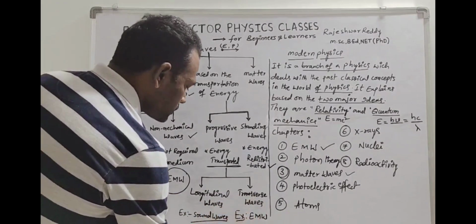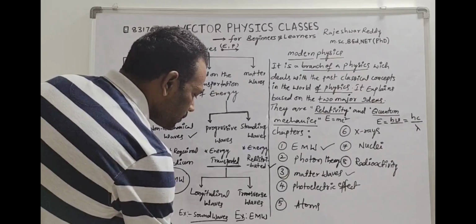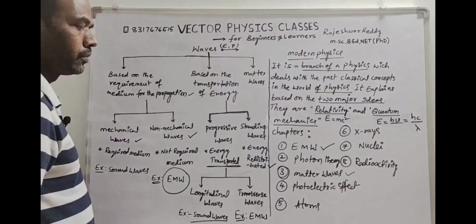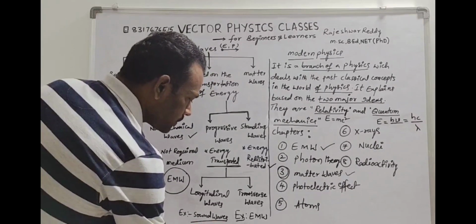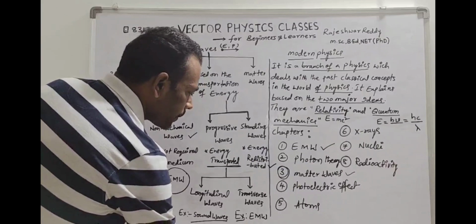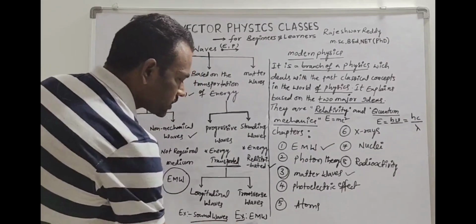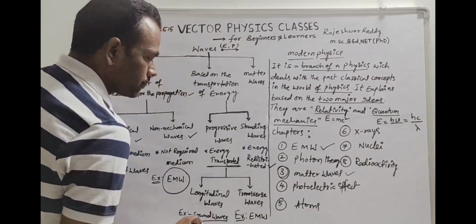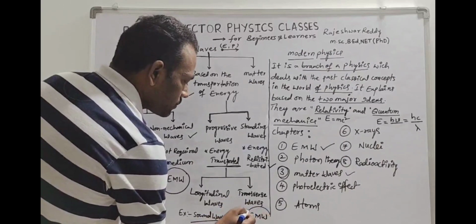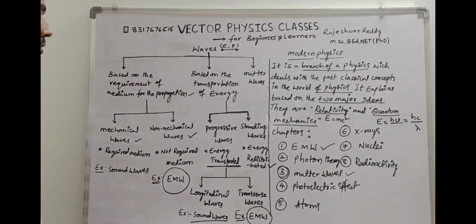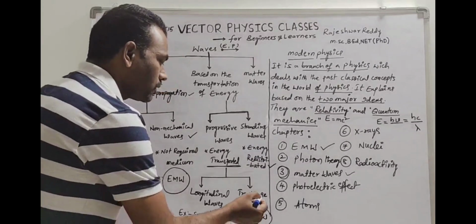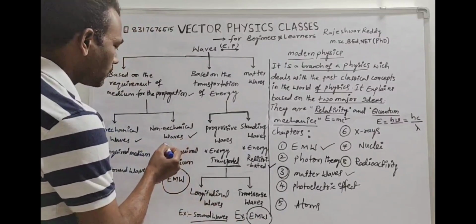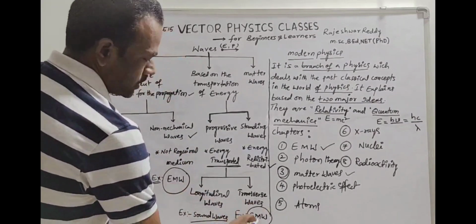In transverse waves, the particles of the medium vibrate perpendicular to the propagation of the wave. They are called transverse waves. Electromagnetic waves are transverse waves. That's why electromagnetic waves are non-mechanical and transverse waves.